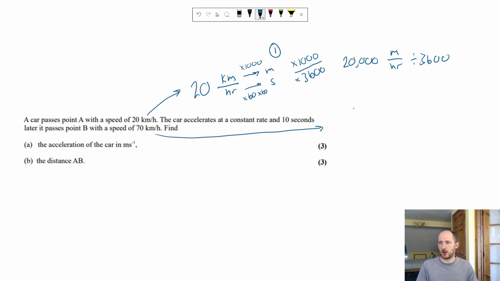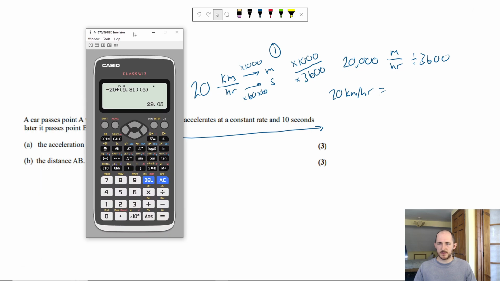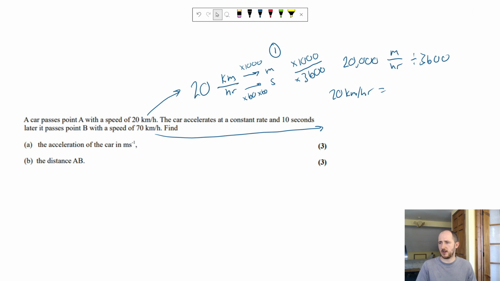So 20 kilometers per hour is equal to 20,000 divided by 3,600. Now this is going to be a bit of a weird number, so what we could do is leave it as 5.56 just for the purposes of our question. Or you could leave it as a fraction. I'm not too fussed. And what about 70 kilometers per hour?